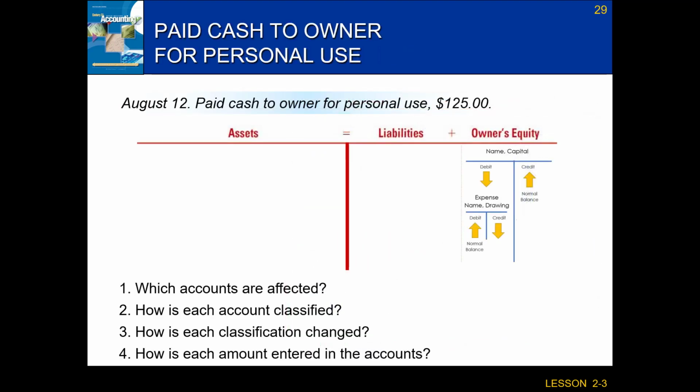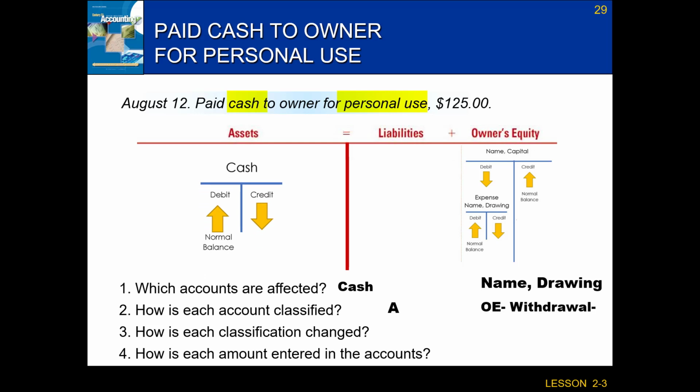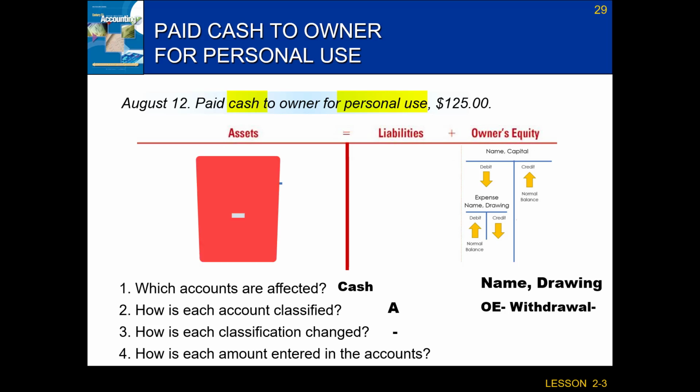Paid cash to owner for personal use. I've got my cash keyword. I've got personal use as my next keyword, and that means it's the name, drawing. Cash is classified as an asset, so I'll drop that over there. The drawing account is a type of owner's equity, and it's a withdrawal. So that goes in the lower side of the owner's equity account. How do I change it? If I'm paying cash, cash is decreasing. A withdrawal is always decreasing, so I've got a minus on the left and a minus on the right.